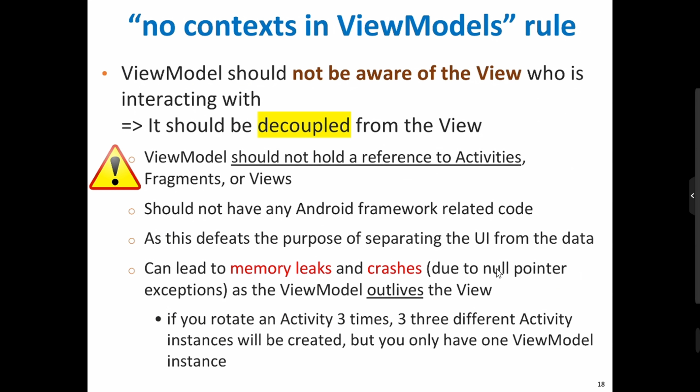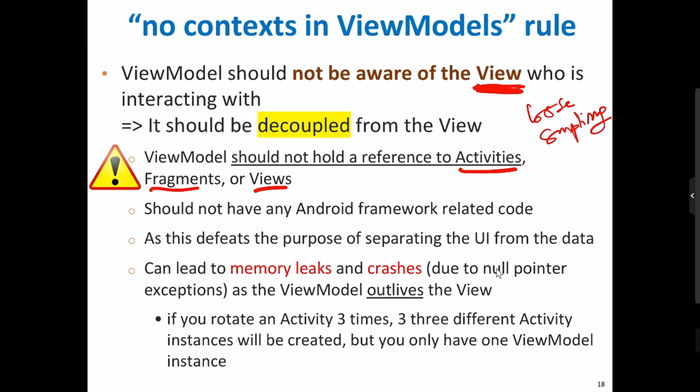Here are some rules when it comes to the view model. Never access or reference your view from the view model. Remember the separation of concerns and remember the loose coupling. The view model should not access the view. It should not have any reference to an activity or fragment or views. You should not do this.